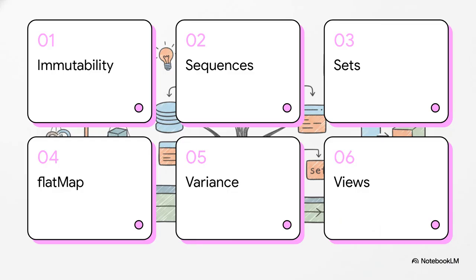All right, here's our game plan. We're going to start with the absolute foundation, the core philosophy, immutability. Then, we'll dive into the real-world trade-offs you have to make with sequences and sets. After that, we'll unleash the power of FlatMap, see how the type system keeps us safe with variants, and wrap it all up with a killer optimization technique using views.